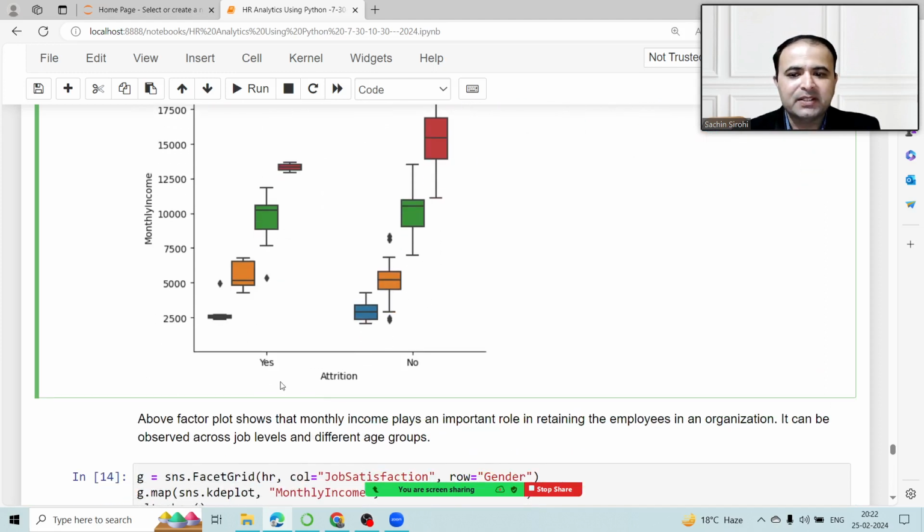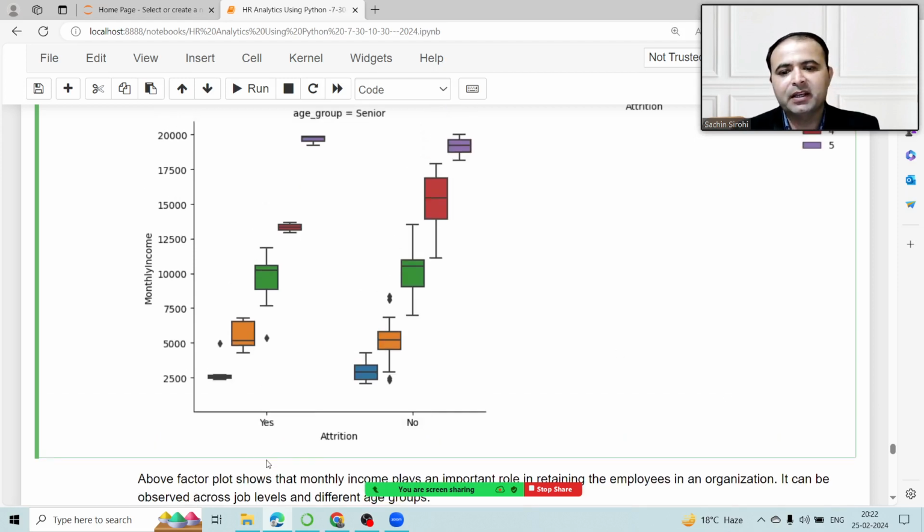So you can say that the above factor plot shows monthly income plays an important role in retaining employees in an organization. Obviously, if a company wants to retain its employees, the monthly income should be there. A reason for this can be observed across job level and different age groups.